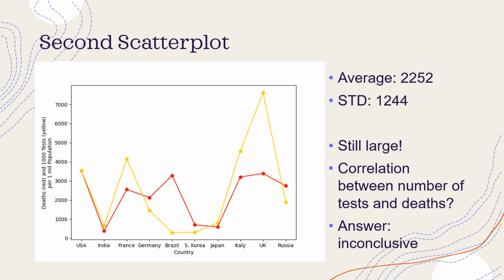So I did that, and my answer is inconclusive. We've got some points here which line up very closely, but then others which don't line up at all between the yellow and the red lines. So my data is inconclusive, or my analysis is inconclusive. I don't know whether or not the number of tests and number of deaths have any strong relation to each other.